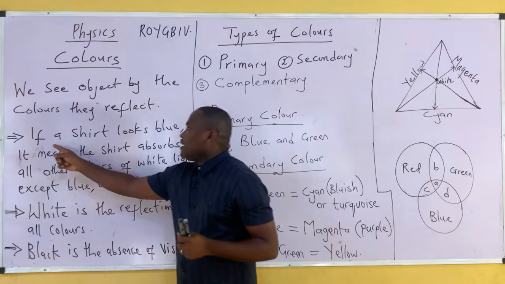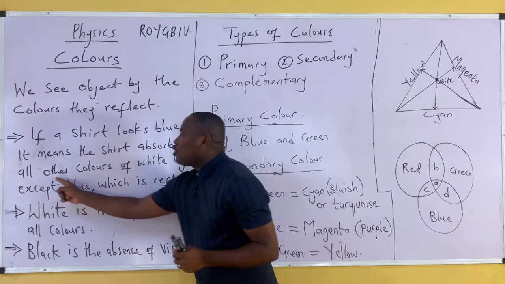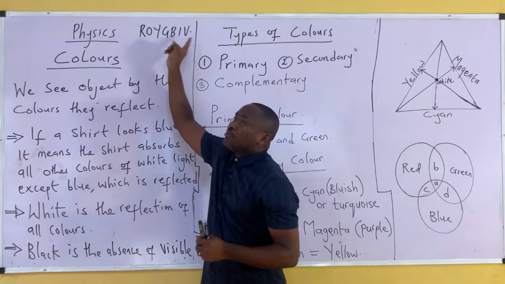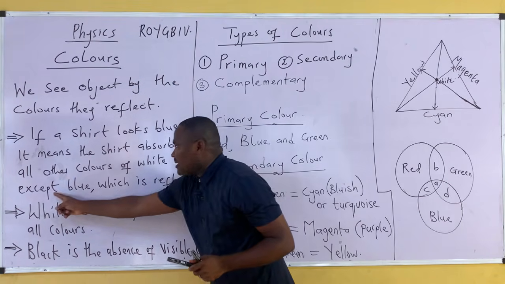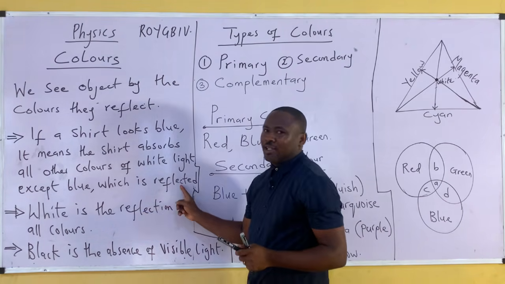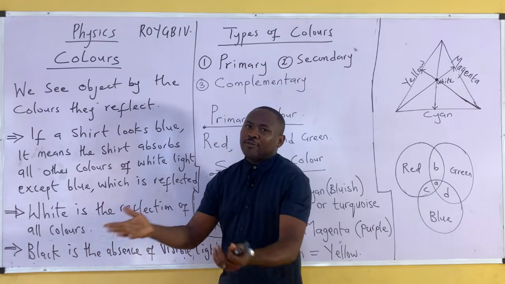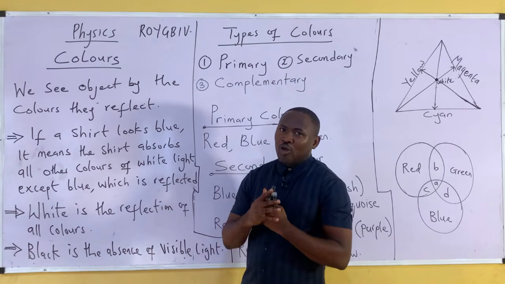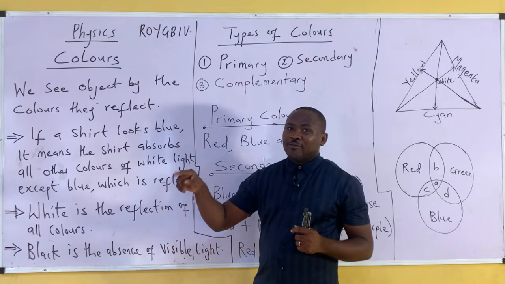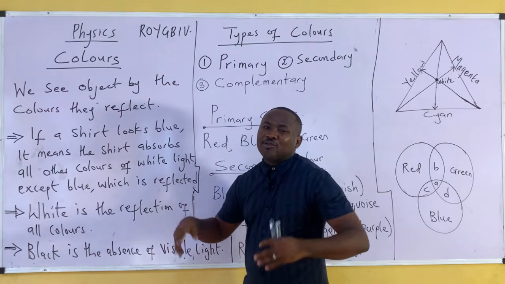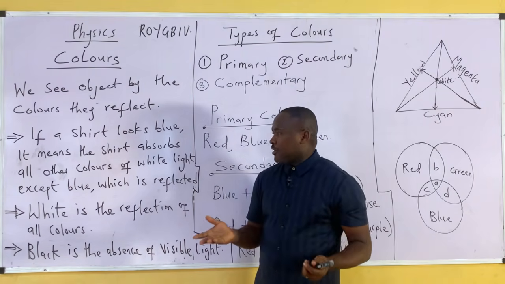So it means if a shirt looks blue, it means that the shirt absorbs all other colors, but reflects blue. So a green leaf will appear green because the leaf absorbs all other colors but reflects green. So we see the object or the leaf as green because it is reflecting green. So we see everything by reflection.